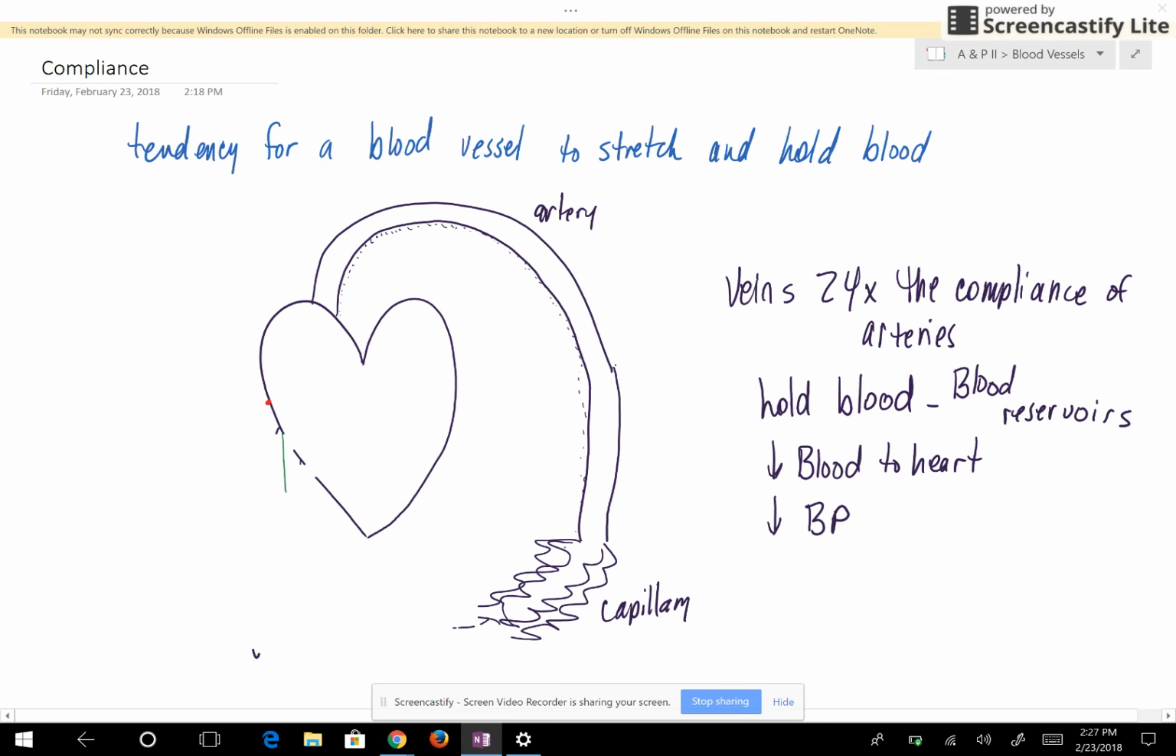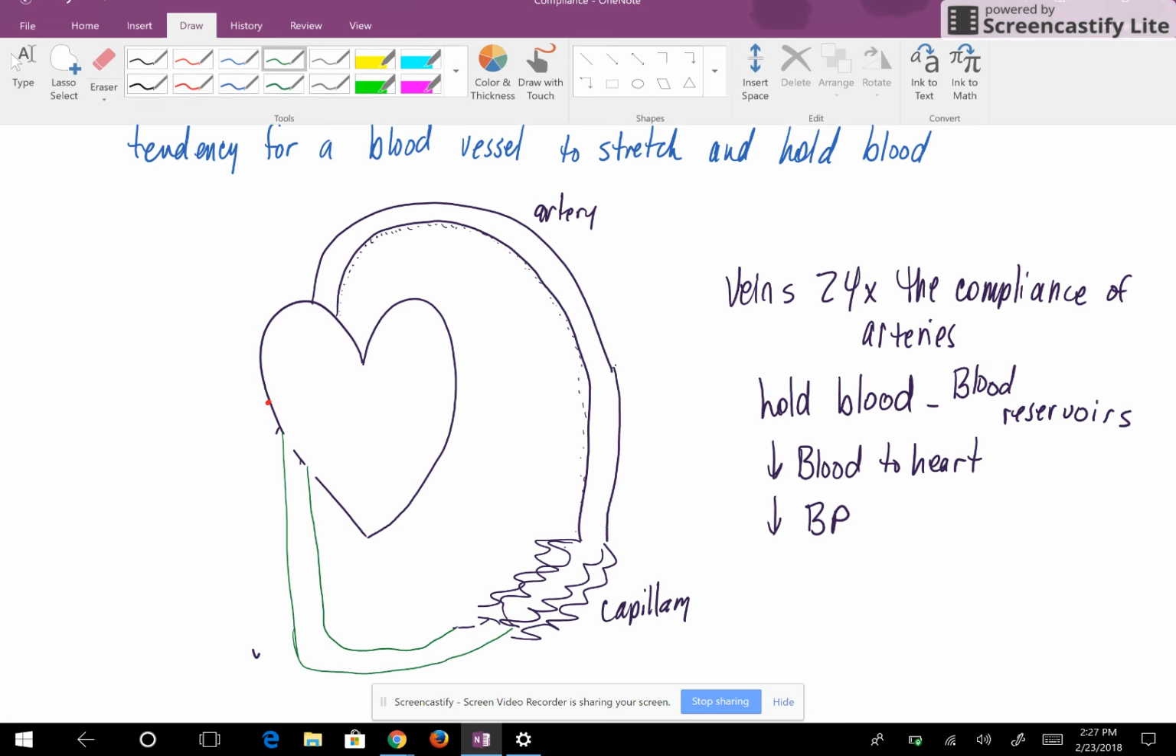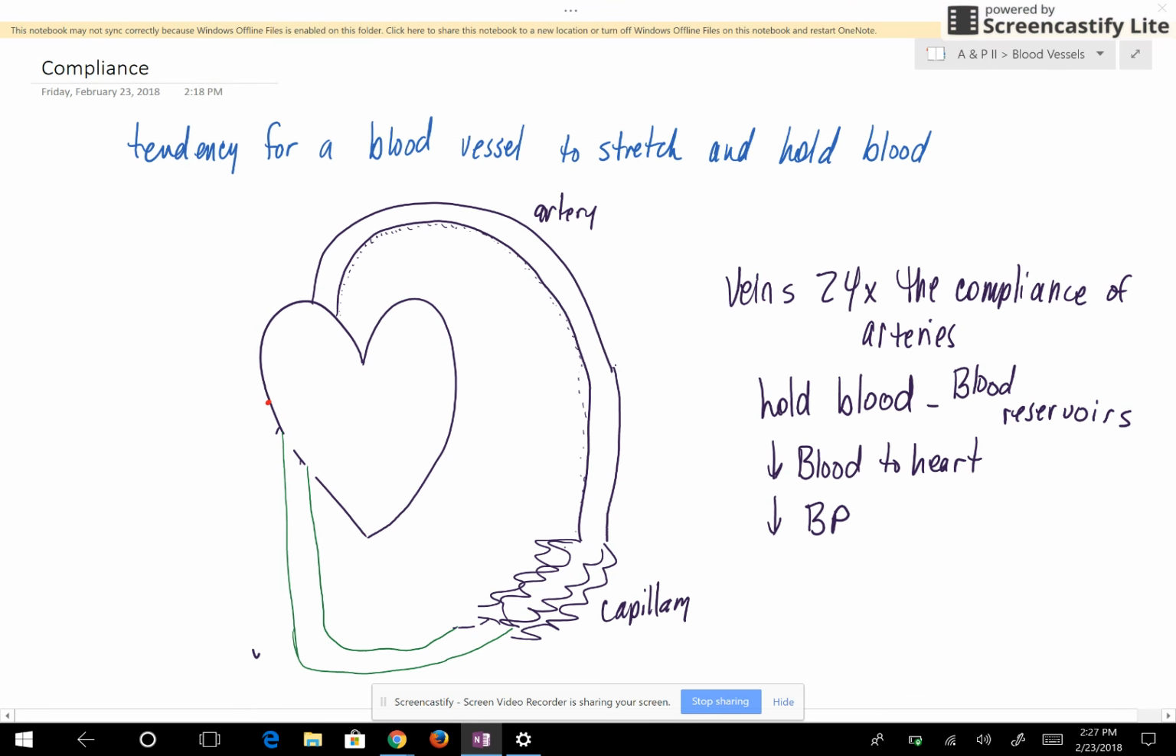In this drawing here, we're going to give our veins a smaller diameter. That means they are not holding as much blood. That's going to be a decrease in compliance. So where is the blood going to go? Well, the blood cannot go and be stored in an artery. The blood cannot go and be stored in a capillary. So the blood is going to go to the heart.